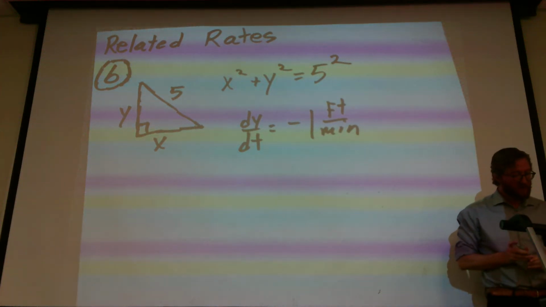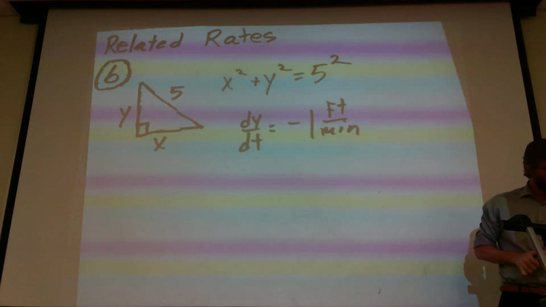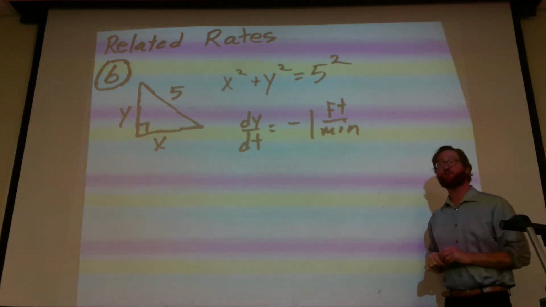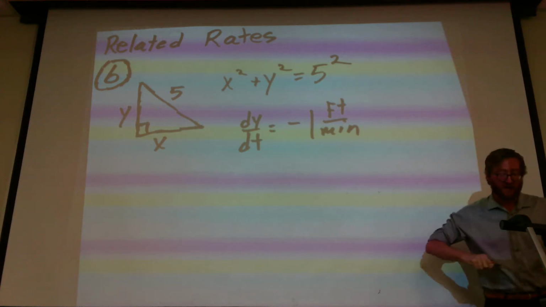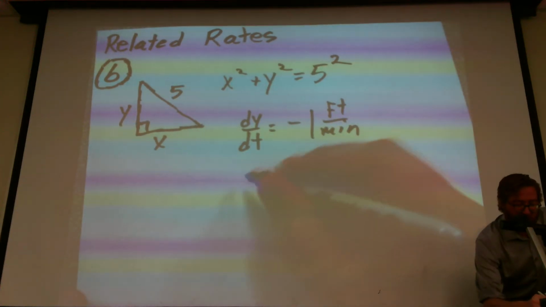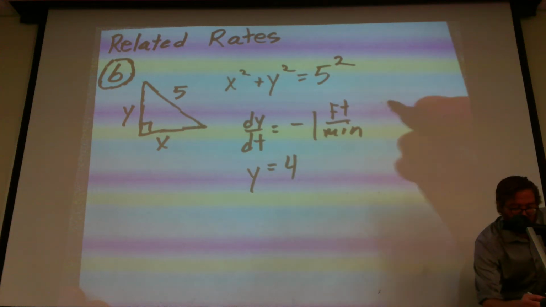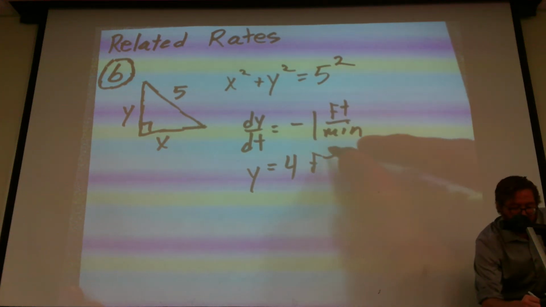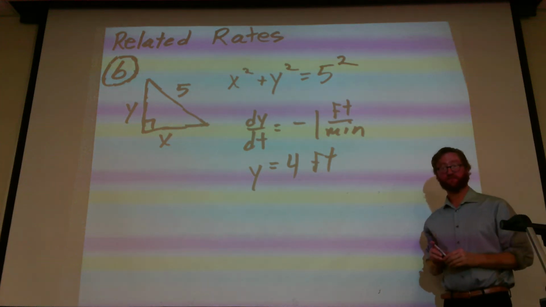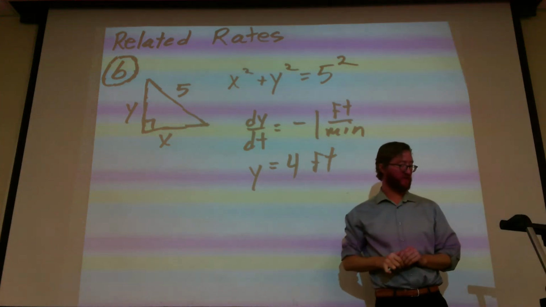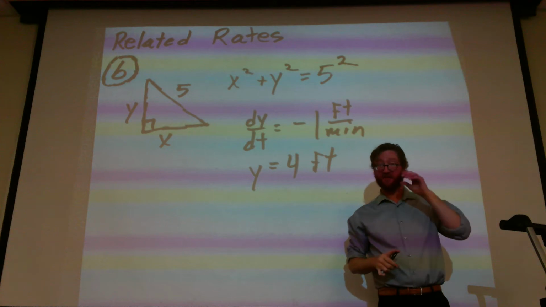And how fast is the base of the ladder moving away from the wall when the top of the ladder is 4 feet from the ground? All right, so that gives us another quantity. That gives us that y is going to equal 4 feet. Well, that's the information that is given so far.